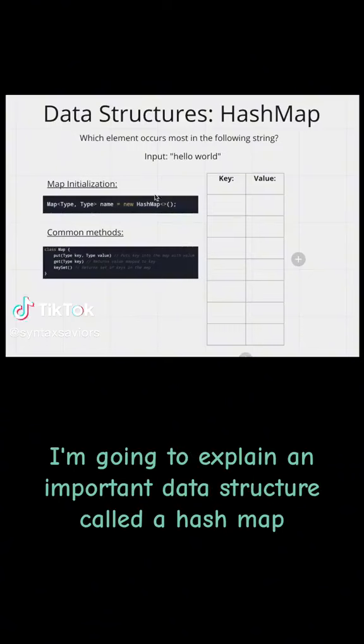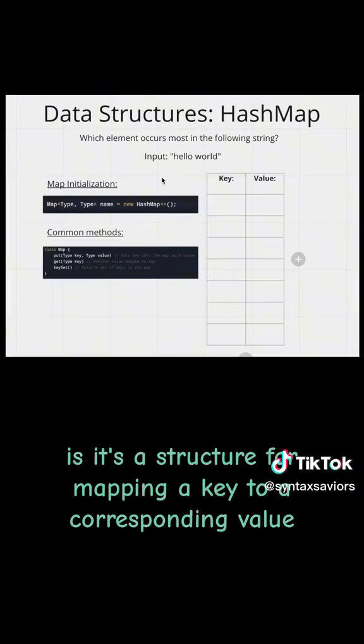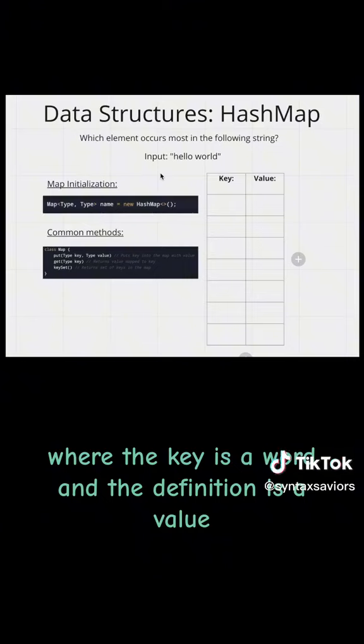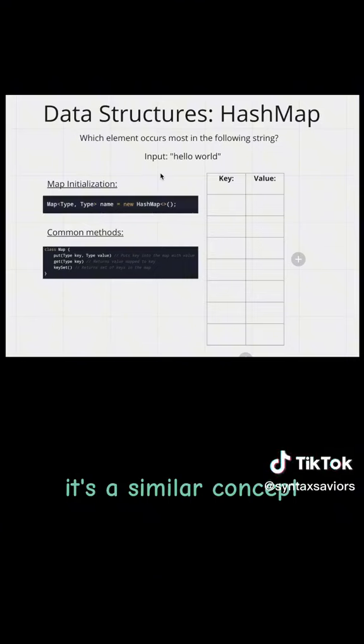Hi everyone, today I'm going to explain an important data structure called a hash map. Essentially, it's a structure for mapping a key to a corresponding value. You can think of it like a dictionary, where the key is a word and the definition is a value. It's a similar concept.